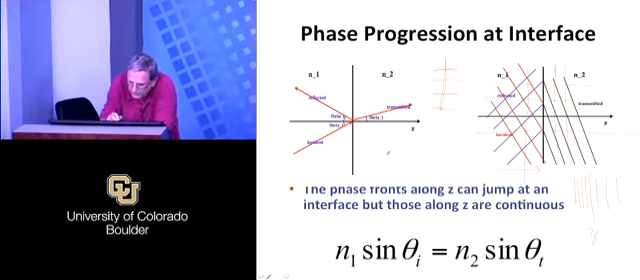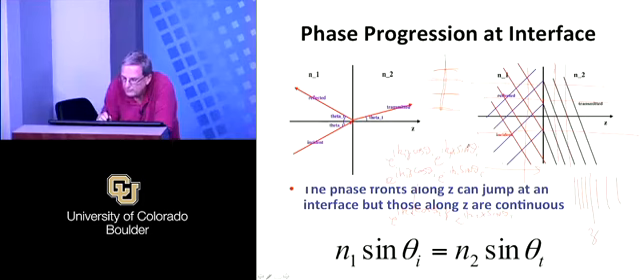So if we wrote for the incident wave that it were something like e^(i k z cos theta_I) e^(i k x sin theta_I), and we wrote for the reflected wave e^(i k z cos theta_I) e^(-i k x sin theta_R), and we wrote for the transmitted wave, and I should probably put ones on here, e^(i k2 cos theta_2 z) e^(i k2 x sin theta_2).